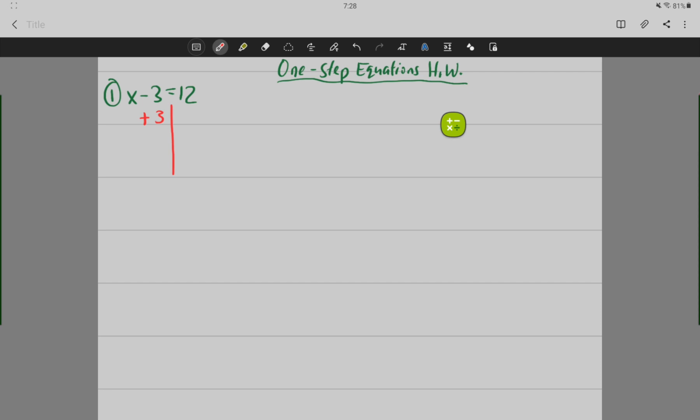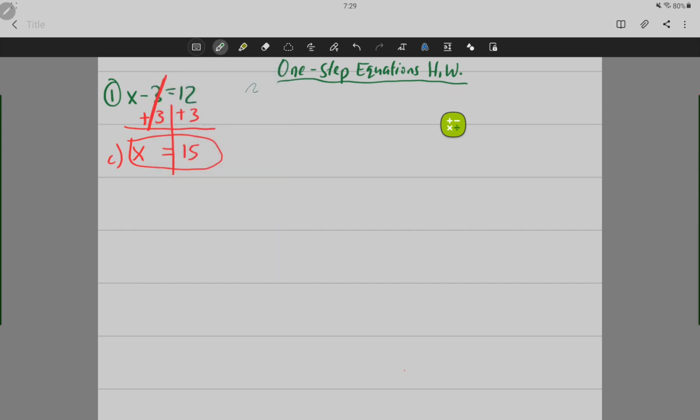Left side, okay, left side we have x. Let's bring it down. Negative 3 plus 3 is 0. Remember, adding the same number with opposite signs is a 0 pair. It always gives you 0. Don't put 0, just cross it out. Bring down the equal sign, and 12 plus 3 is 15. So number 1, x equals 15, should be choice C.